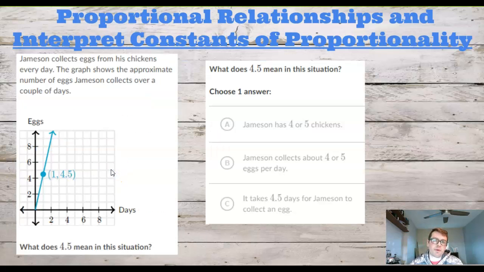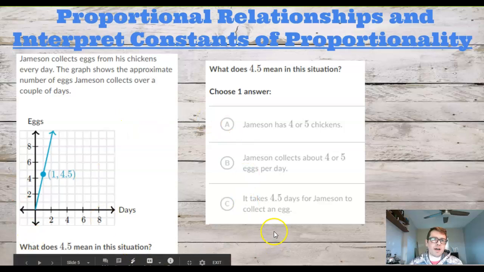Let's talk about graphs. So, Jameson collects eggs from his chickens every day. And I've heard that people in Worthington have chickens, but I can't believe that that's allowed in a town like Worthington. But chickens are sweet. They lay eggs. And depending on the type of chicken, depends on how many eggs you're going to get per chicken. But so it says the graph shows the approximate number of eggs Jameson collects over a couple of days.